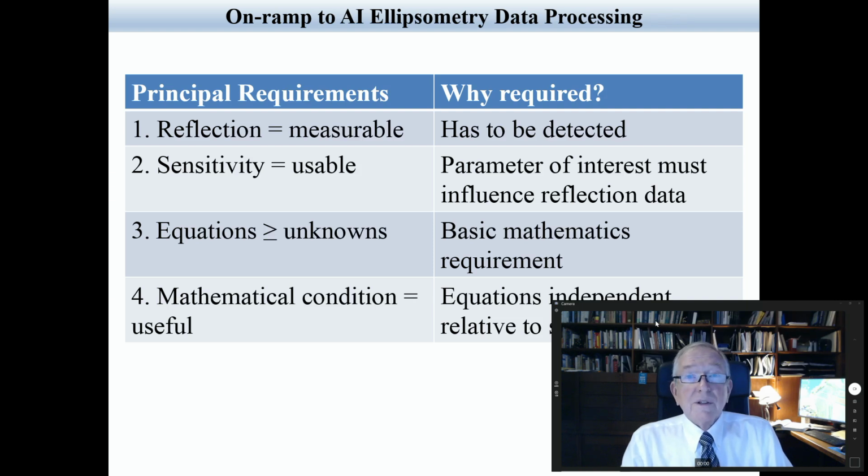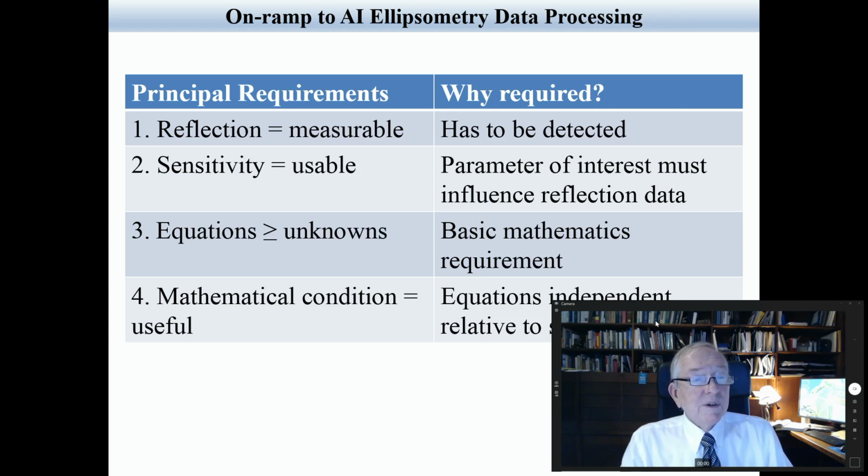Number two, it has to have sensitivity. What that means is that the parameter of interest has to cause a difference in the measurement. If it doesn't, there's no sensitivity, and you won't get useful values for the thing you're looking for, like thickness of a film. Number three, there have to be equations, and they have to outnumber the number of unknowns. Everybody knows that from grade school algebra, right, or middle school.